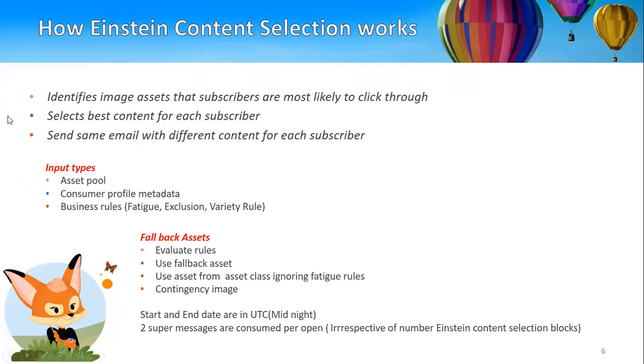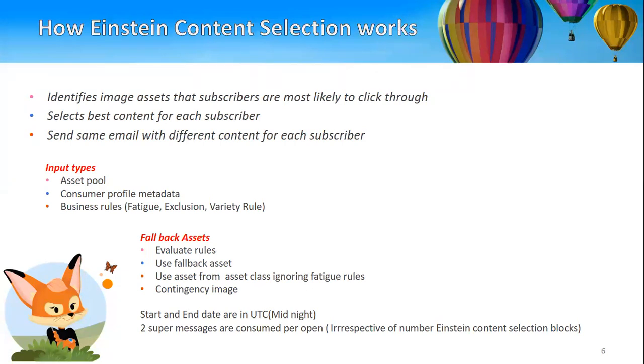So here, these are the three main sections: asset pool, consumer profile metadata, and business rules. As of now, we discussed the asset section, but not the asset pool. Asset pool means the collection of all the assets together. And consumer profile metadata, we just discussed. And business rules, we have three types: fatigue, exclusion, and variety. We'll discuss that when we have the demo.